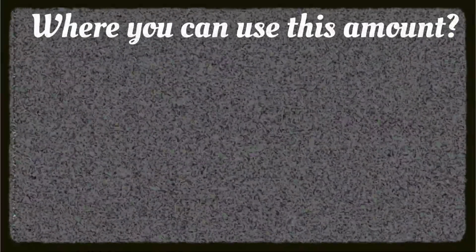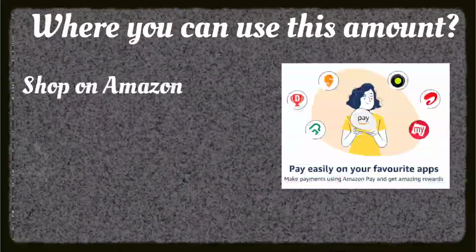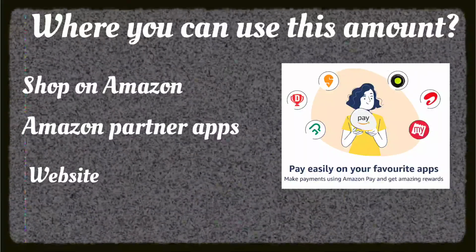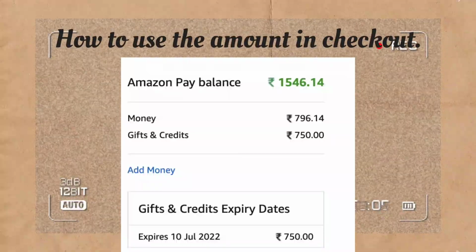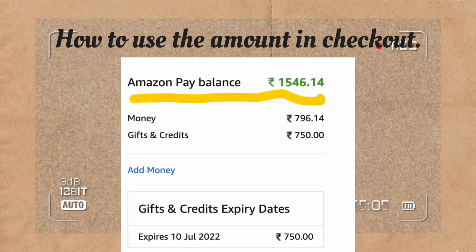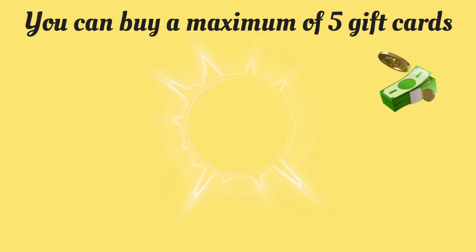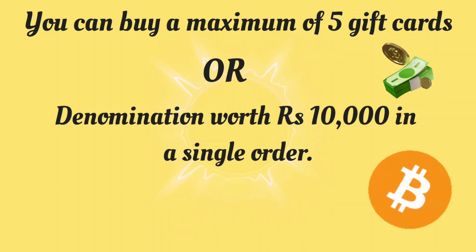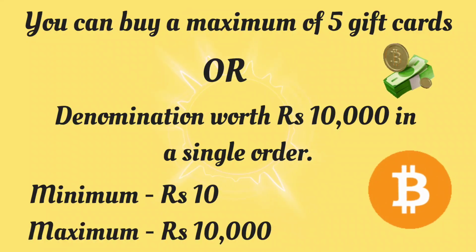Here is where you can use this amount. You can use this gift card amount to shop on Amazon, Amazon partner apps or websites. You can also use it to pay bills and recharges on Amazon. To use a gift card amount for purchase, select the Amazon Pay balance as your payment method during checkout. You can buy a maximum of 5 gift cards or denominations worth Rs 10,000 in a single order. You can buy a gift card of a minimum of Rs 10 to a maximum of Rs 10,000.